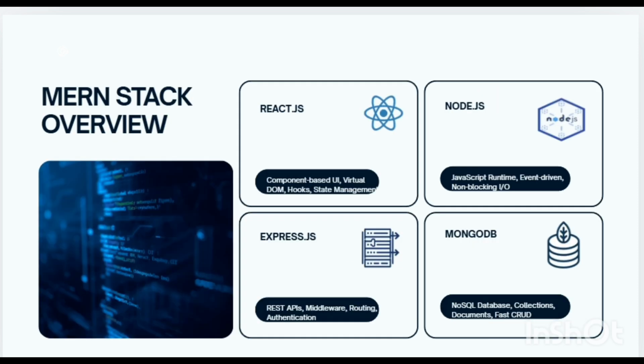So the Webstack overview. I'm going to talk about the Webstack overview. It has React.js, Node.js, Express.js, and MongoDB. The React.js part is a component-based UI; virtual DOM, hooks, and state management are implemented in this. Node.js consists of a JavaScript runtime, is event-driven, and has non-blocking I/O. Express.js handles REST APIs, middleware, routing, and authentication. And MongoDB is a NoSQL database. It has collections, documents, and it also allows fast CRUD operations.